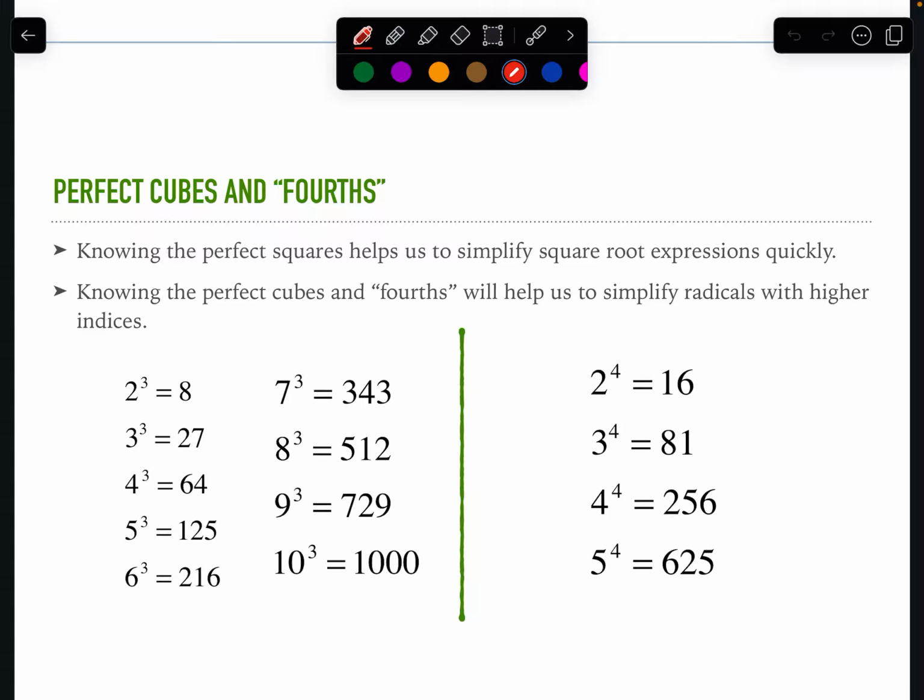But for the process of this lesson, it may be helpful to maybe screenshot this or have a list like this close by as we go through so that we can refer to this list and expedite the process of simplifying some of these radical expressions.